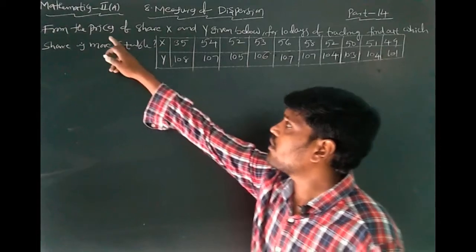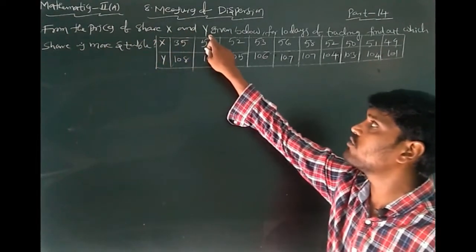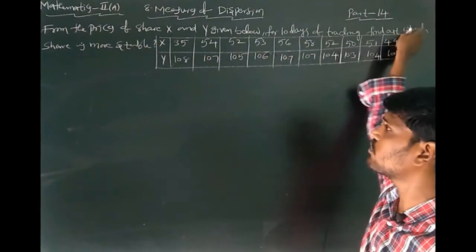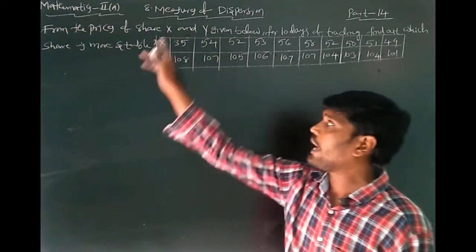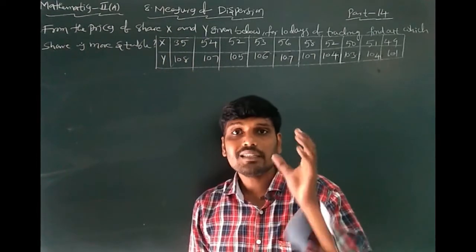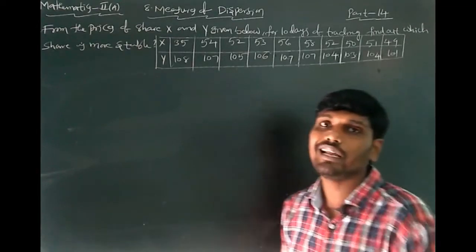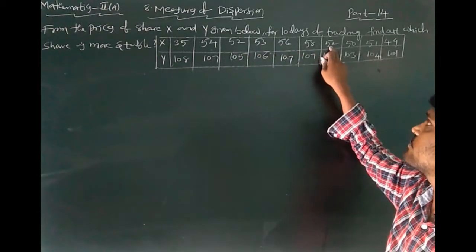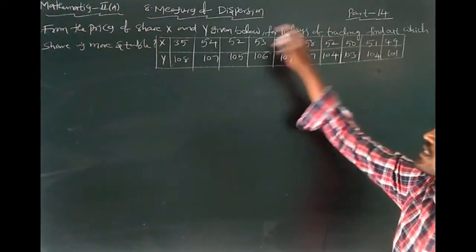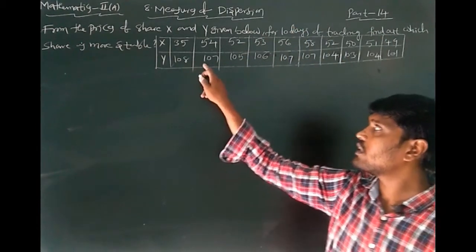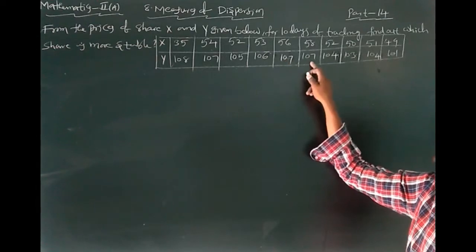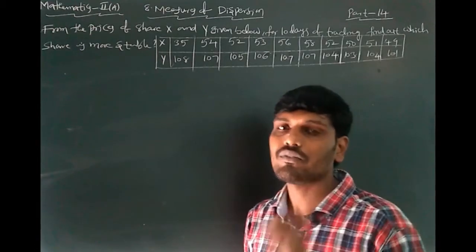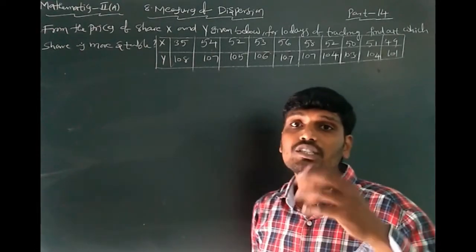What is that? From the prices of shares X and Y, given below for 10 days of trading, find out which share is more stable. Here X, Y are shares. X shares are 35, 54, 52, 53, 56, 58, 52, 50, 51, 49. Similarly, Y shares are 108, 107, 105, 106, 107, 107, 104, 103, 104, 101. Which share is more stable?